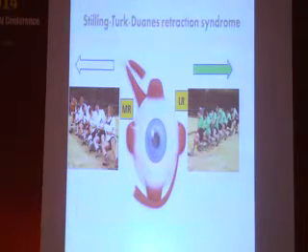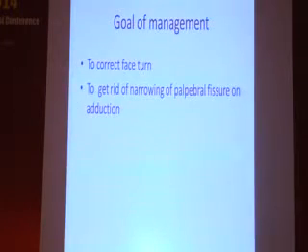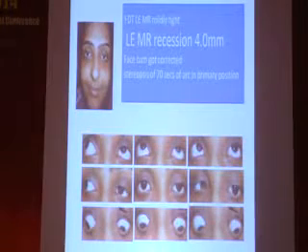So the goal of management in the case shown was to correct the face turn and to get rid of the narrowing of the palpebral fissure on adduction. So we did an FTT of the left eye and we did an MR recession of the left eye of 4 mm. Her face turn got corrected and she achieved stereopsis of 70 seconds of arc in primary position.